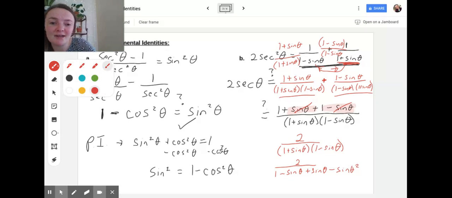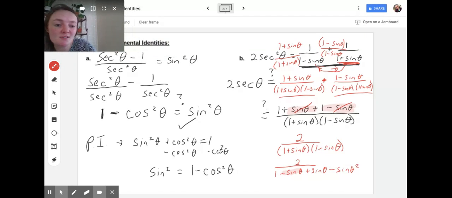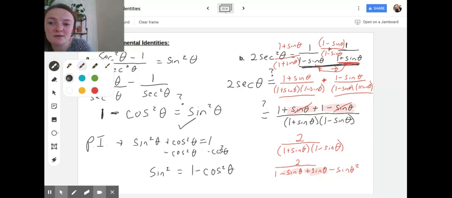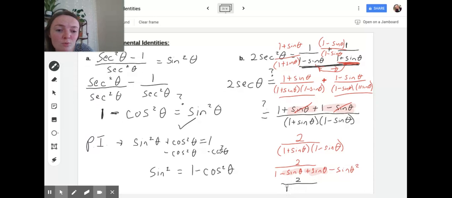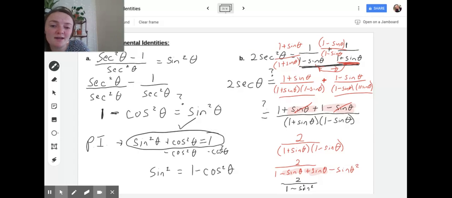Well, if I use my highlighter again, I'm going to see that the sine thetas, the middle ones, are going to cancel. And so what I'm left with here is 2 all over 1 minus sine squared theta. Okay, going back to my Pythagorean identities, let's take this Pythagorean identity and see what that would be. If I move sine squared theta over instead, minus sine squared theta on both sides, I would get that cosine squared theta is equal to 1 minus sine squared theta. So I know that this whole denominator right here is cosine squared theta.